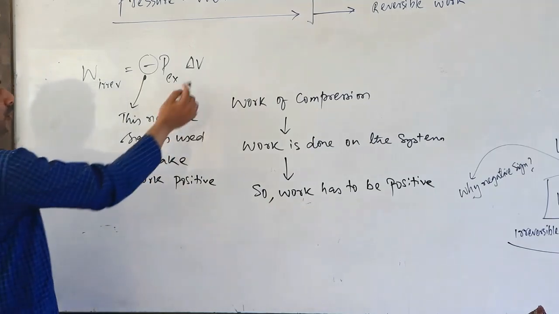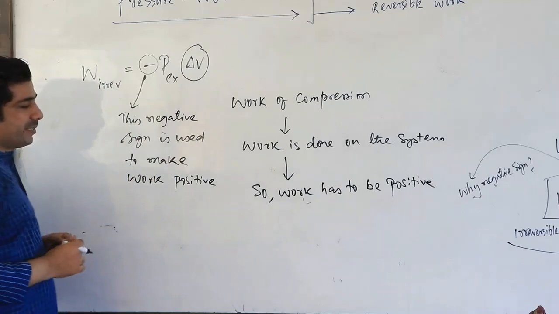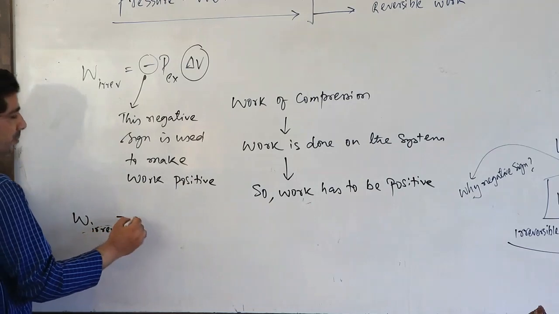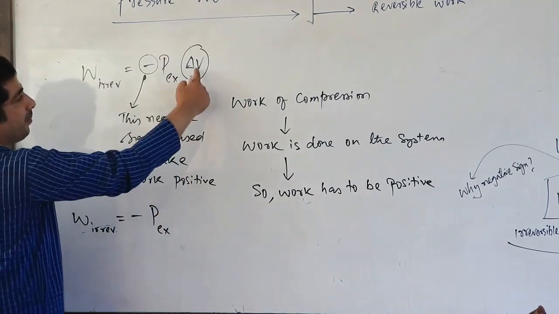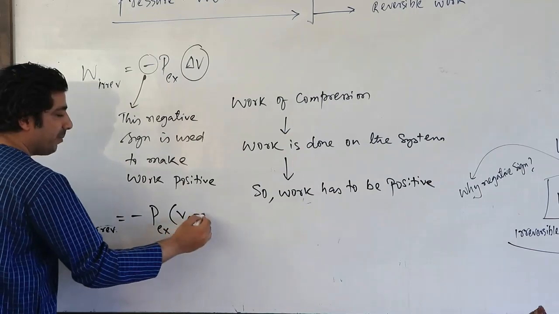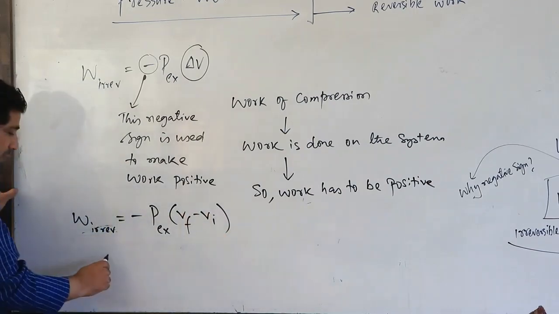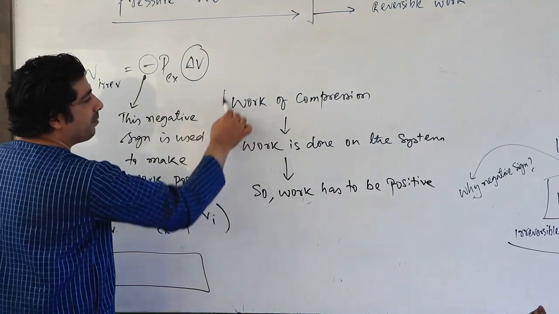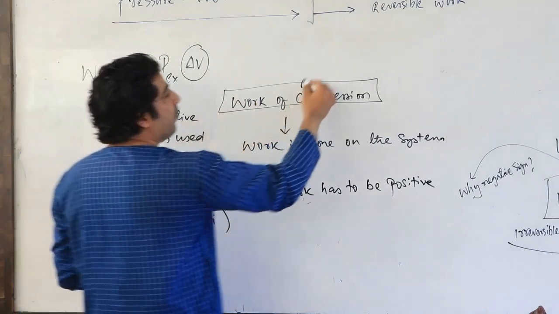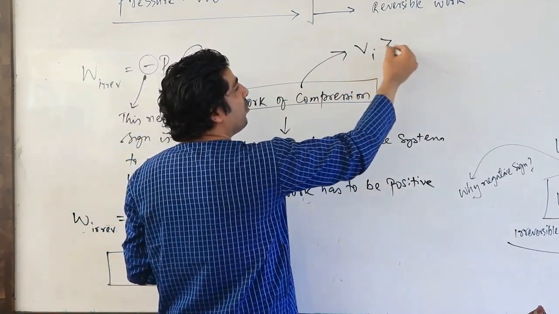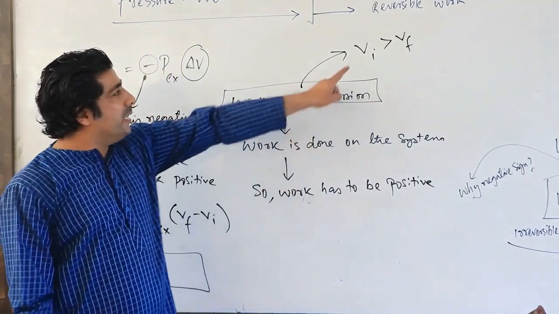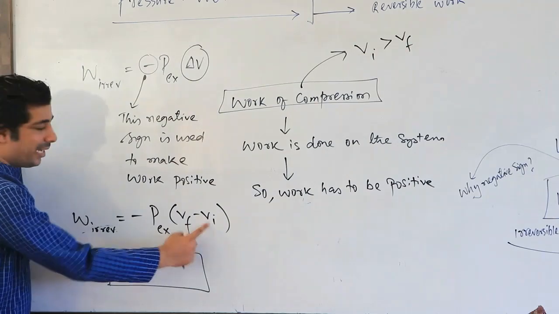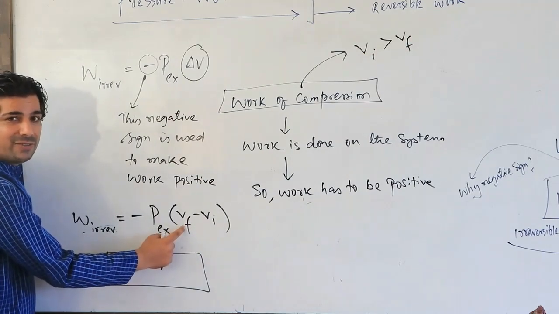Have a look. You know that if you look here, delta V, my dear friends, let's have a look. Work irreversible is equal to minus P external. In place of delta V, I can write down V final minus V initial, my dear friends. And we also know that it's a work of compression. In work of compression, everybody knows that initial volume is greater than final volume. So if initial volume is greater and final volume is smaller, you have seen in the work of compression.